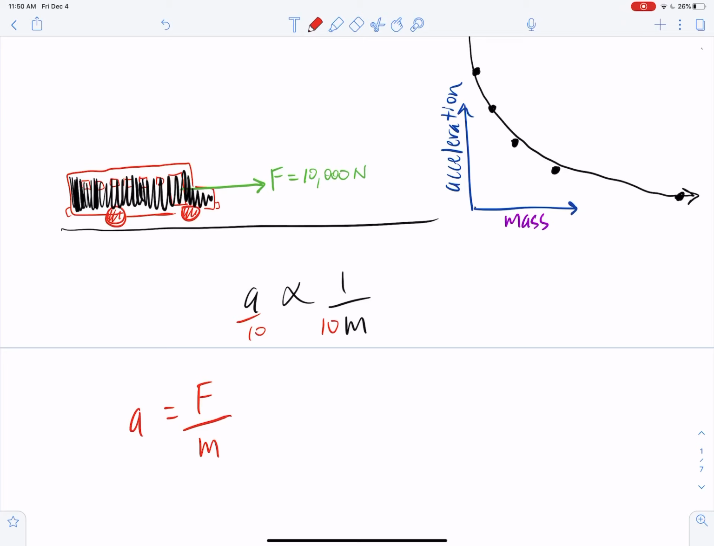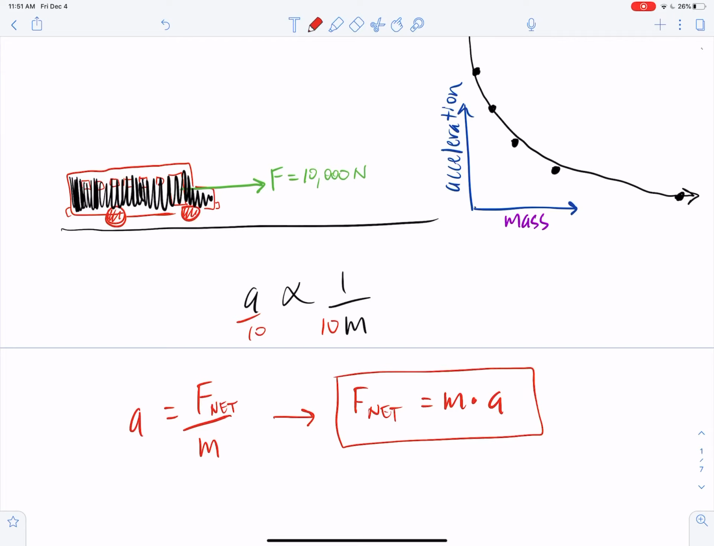The only thing that we would add is to clarify that this force is the net force, the sum of all forces acting on the object. And Newton's second law is famously rearranged. So if you multiply both sides by mass, you would get this form, that the net force is the mass times the acceleration. And this is what you would see a lot in most textbooks.